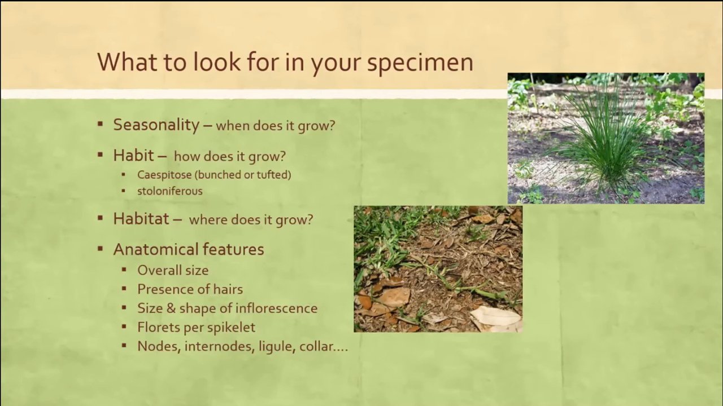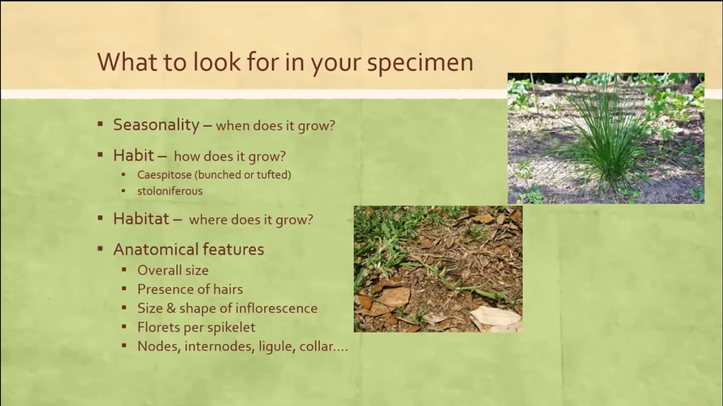And then habitat, or where does it grow? What kind of environments does this grass like? Do you only see it growing in dense shade? Do you only see it growing in wet areas? Do you see it growing everywhere? Maybe you only see it on dry, rocky slopes in full sun. These characteristics are also helpful in making an ID and just understanding how that plant behaves in general.